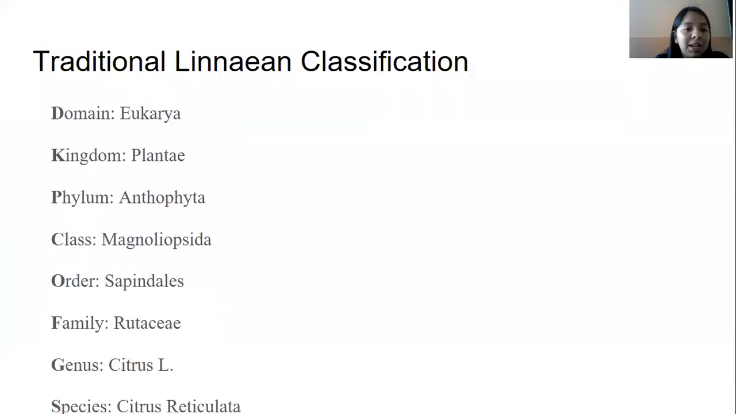This is the traditional Linnaean classification. They're obviously in domain Eukarya. They're in kingdom Plantae, phylum Anthophyta. Their class is Magnoliopsida. The order is Sapindales. The family is Rutaceae, and the genus is Citrus. And the species that it commonly comes down to is Citrus reticulata, which is obviously the mandarin, since they take off after the citrus, and many of the different oranges or other citrus fruit have a different genus.